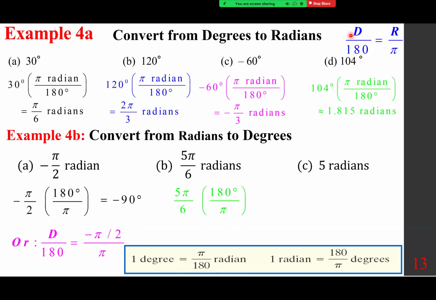5 pi over 6 times 180, the pi's cancel out. 180 divided by 6, 30 times 5. Let me just quickly show. This cancels this one. This goes away, and this changes to 30, so 150 degrees. Times 180 divided by pi requires using a calculator with a bunch of decimals, and we end up with 286.48 degrees. Normally they use a couple of decimals, but just follow the instruction.